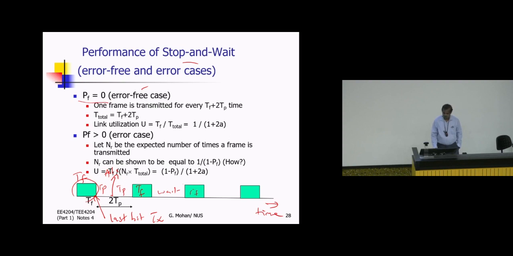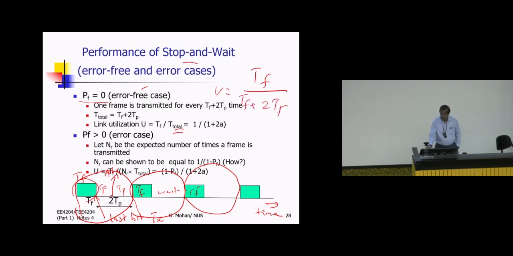Okay? So here you can see that the total time the link is engaged or used for this protocol is this. This is the total time, which is cyclic, which is repeating. Out of this total time, TF is the time for which the link is used for useful transmission. Right? So utilization is TF divided by T total. T total is TF plus 2TP, because the total time is TF plus 2TP.